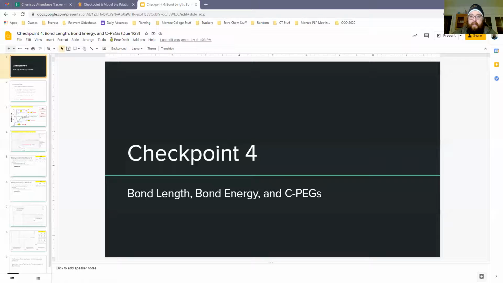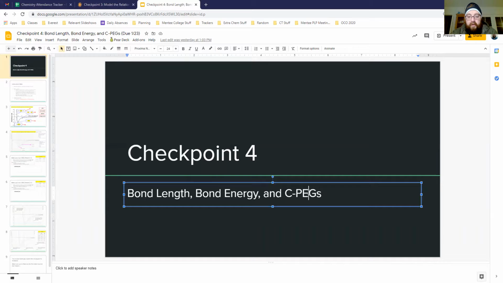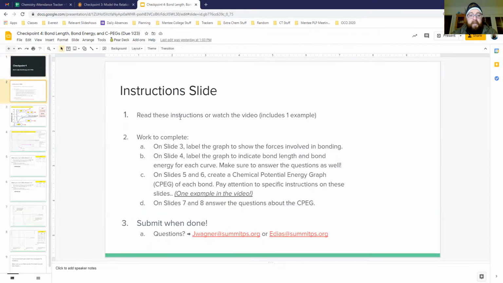Anyways, let's go over checkpoint 4. So this checkpoint is about bond length, bond energy, and chemical potential energy graphs, CPEGs. Here's the instruction slide, and I'm not going to just read straight from this. That would be kind of silly. But this slide pretty much says all the stuff that I'm going to say.